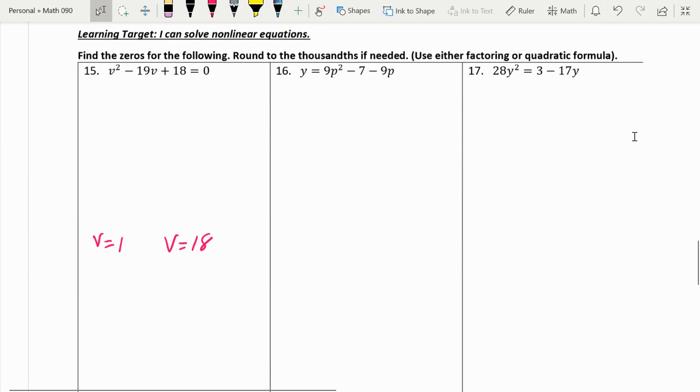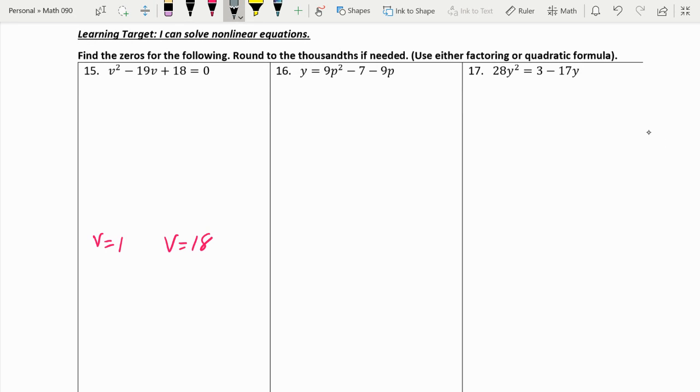All right, 15 through 17. These we're going to be solving for x. We have to figure out in this 16 and 17 is y. All right, so we're trying to figure out what the variable represents. So 15, that one should be easy enough that you should be able to factor that. Okay, 16. If you notice number 16 is kind of screwed up in a few different ways.